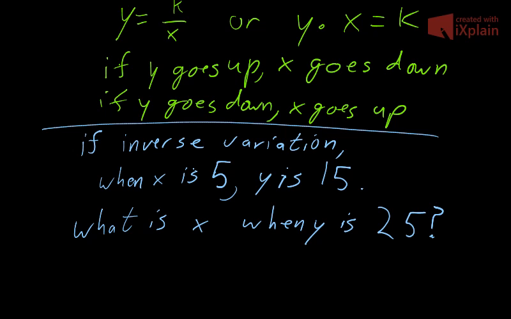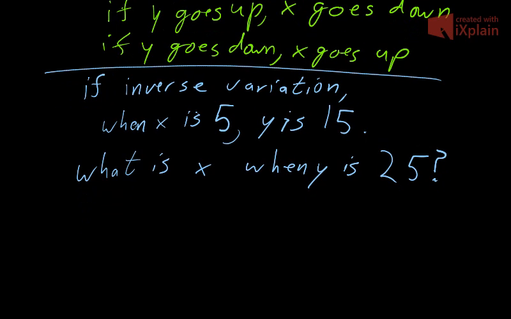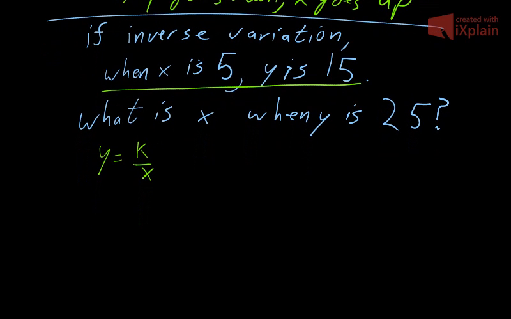And let's look at how we would do this. So I know that this is going to follow my y equals k divided by x. So that's what I'm going to start with. y equals k over x. And I can go ahead and plug in what I know, which is when x is 5, y is 15. So I get 15 equals k divided by x. Oh, I know what x is, so let's put that in. So x is 5. I have 15 equals k over 5.